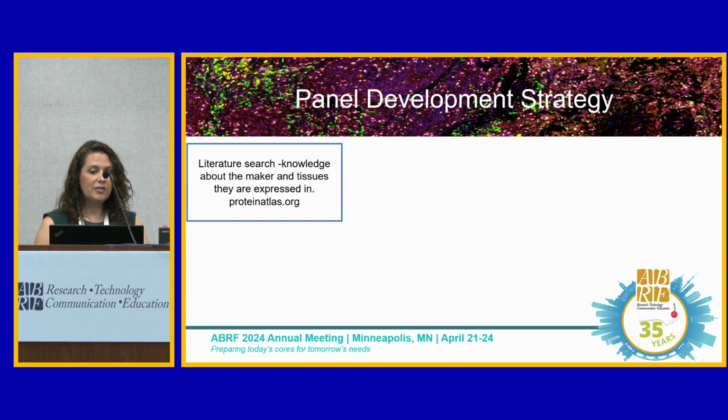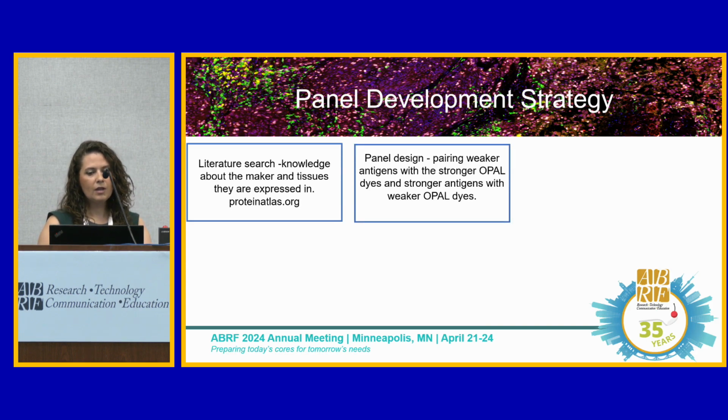Because we do a lot of panel development, I just wanted to give you a broad overview of the pipeline that we do for panel development, or our panel development strategy. So panel development really begins with literature searches. You need to have knowledge about the marker that you're investigating and the tissues that they're expressed in. You can do this by just performing your own literature searches, but also Protein Atlas could be a useful source for that. The next thing you want to do is map out your panel.